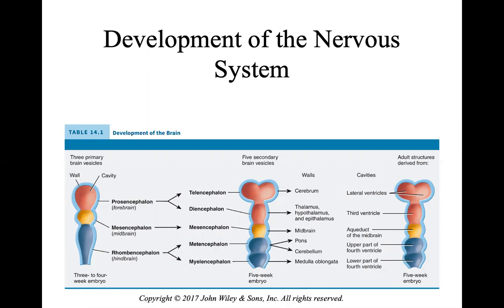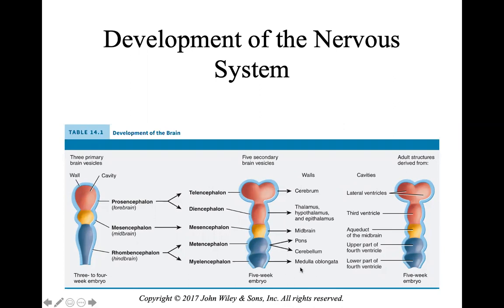But before it's the neural system, it's actually referred to as a primitive streak that becomes the notochord. And the notochord ends up becoming the brain and the spinal cord. There's no heart, there's no lungs, there's no bones yet. The very, very first thing that develops is the nervous system or the neural system.